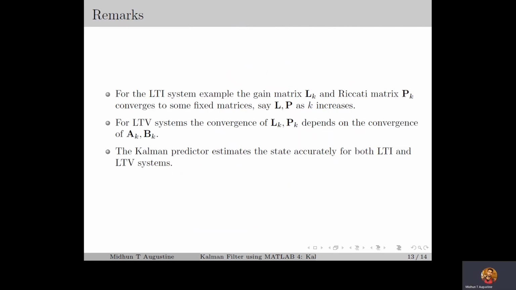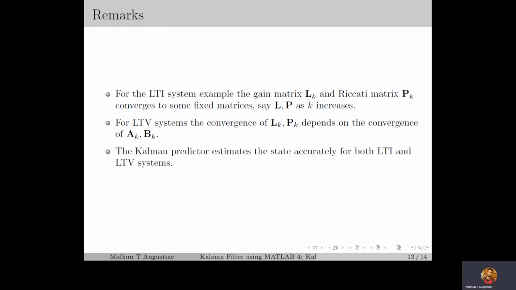Based on the simulation results, we can have some remarks as listed here. Firstly, for the LTI system example, the gain matrix Lk and the recursive matrix Pk converge to some steady state matrices L and P as k increases. In fact, this can be generalized for LTI systems under certain conditions, which we will discuss in the lecture on steady state analysis. Now, for LTV systems, the convergence of Lk and Pk depends on the convergence of Ak and Bk. We have seen that for LTV system example 1, the matrices Lk and Pk do not converge, whereas for example 2, they converge to some steady state matrices.